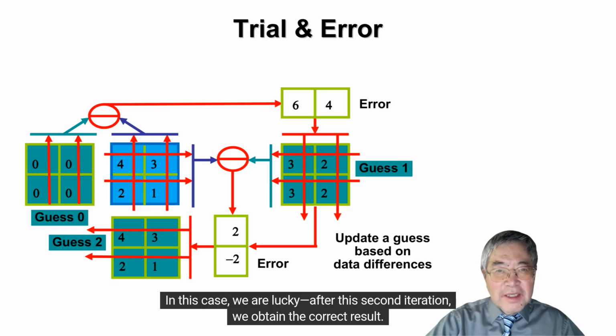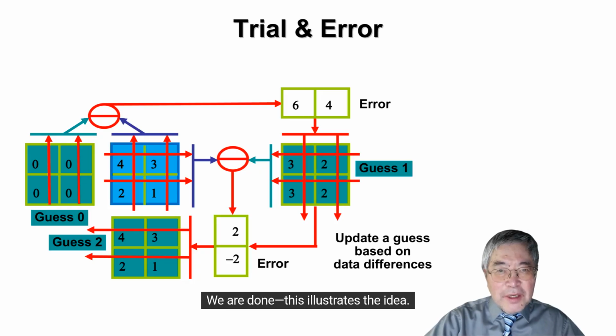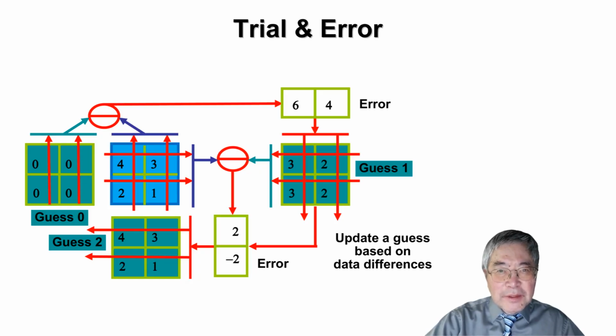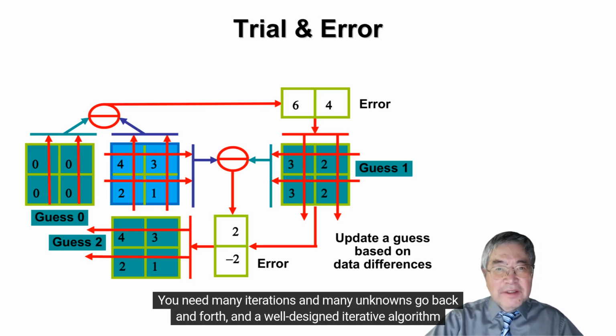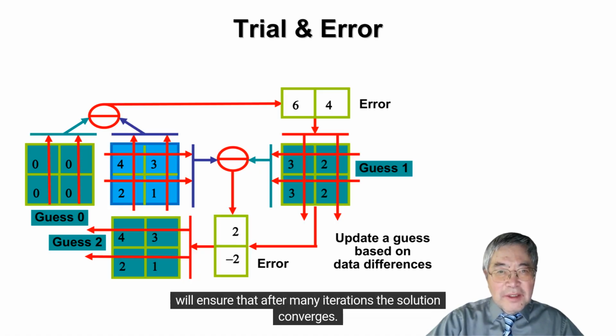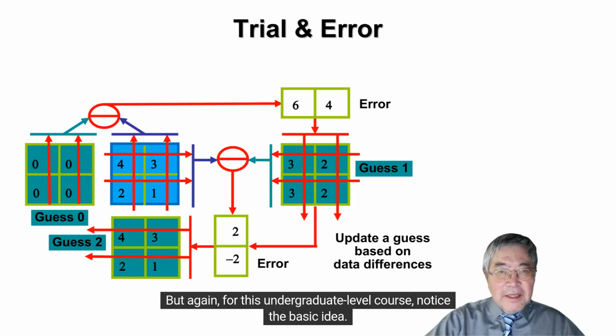In this case, we are lucky. After this second iteration, we obtain the correct result. Once we reach this state, the vertical and horizontal data are both perfectly explained. We are done. This illustrates the idea. In real situations, it is never this simple. You need many iterations and many unknowns go back and forth, and a well-designed iterative algorithm will ensure that after many iterations, the solution converges. Sometimes the iterative process gives an oscillating solution and you need regularization. But again, for this undergraduate level course, notice the basic idea.